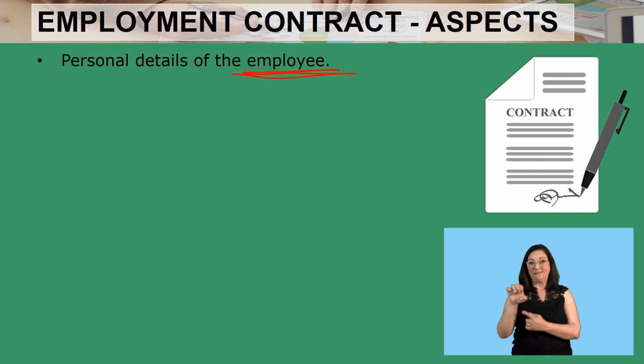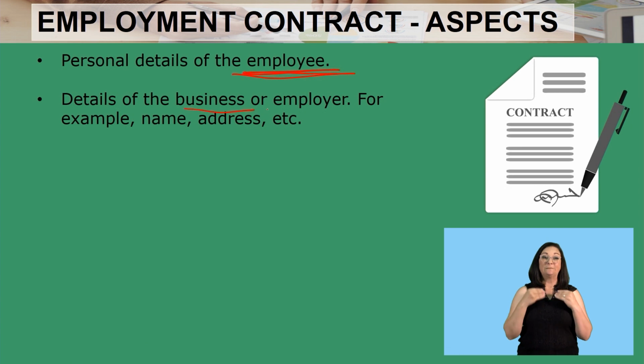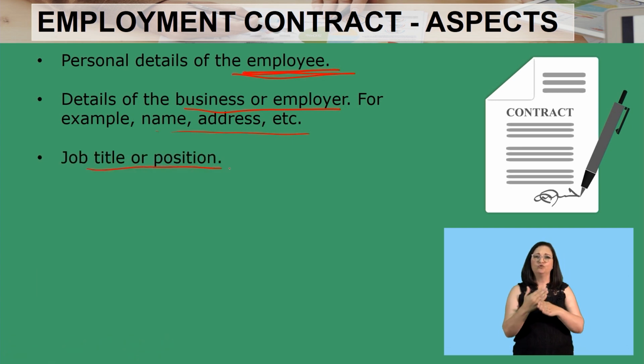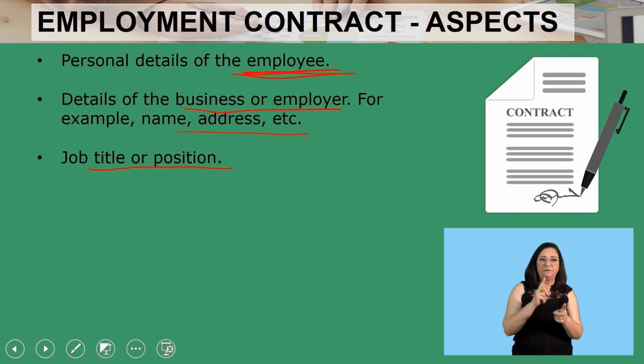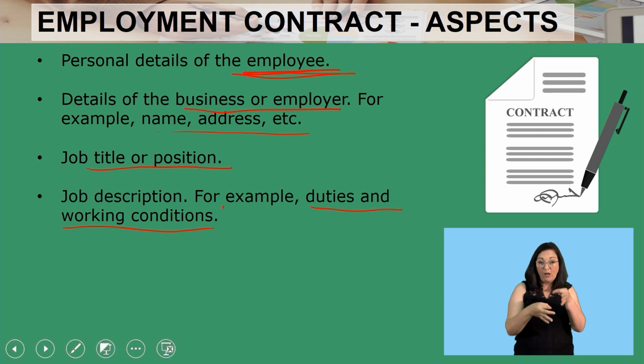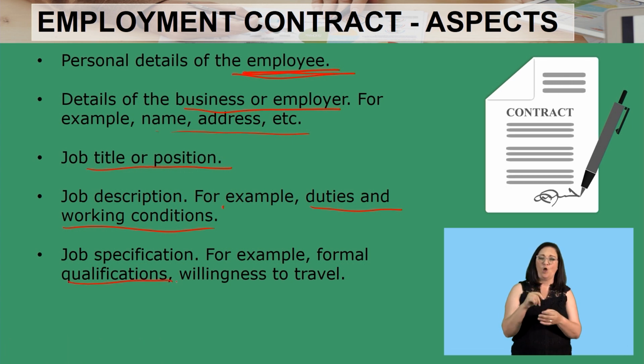So you are an employee, so there should be the personal details of the employee, and the details of the business or the employer, for example, the name and address of the business, and the job title or position. You have been employed as an educator or as a manager or whatever. Job description, for example, the duties, what you will be doing, the working conditions. Remember, we spoke about job description and job specification as the job analysis. We're looking at the job specification, for example, the formal qualifications, willingness to travel, all of that should be included in the employment contract.